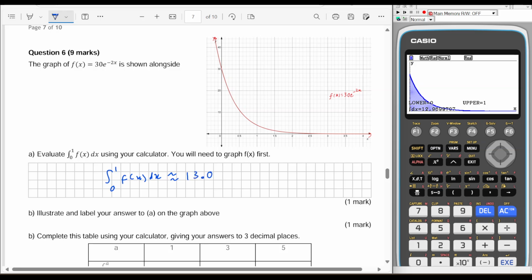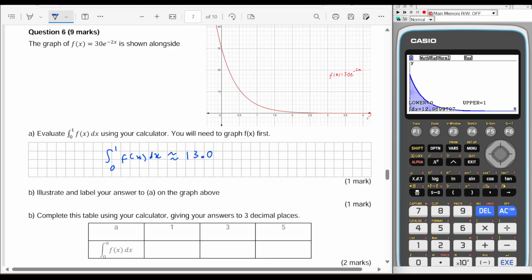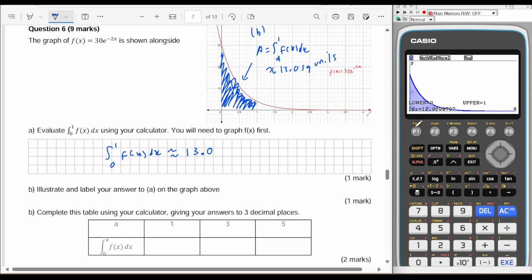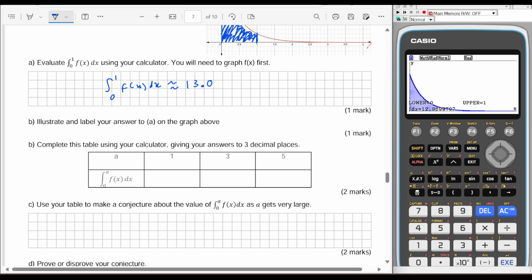Illustrate and label your answer. So that would be shading in that area from 0 to 1, and then area equals the integral, which roughly equals 13.0 square units. So that's part B. That's what they mean, from 0 to 1. Cool. Now we've got to work out each of these.